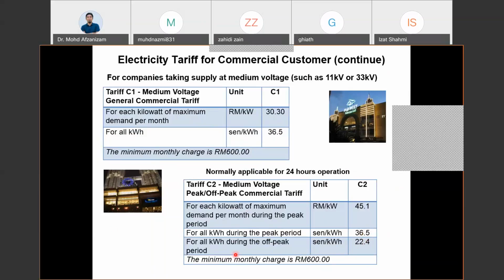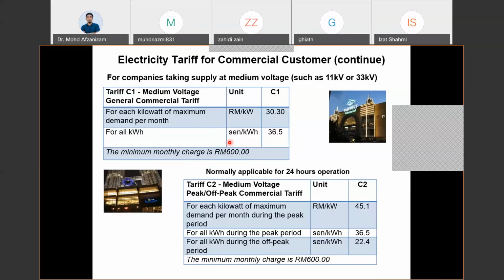Okay, so if you can see over here, the minimum charges, let's say you are going on a trip for, let's say, 1 month or 2 months. You are not running anything at your company or your organization, but you still need to pay the minimum charge, which is 600 ringgit. Okay. So that's the sample.